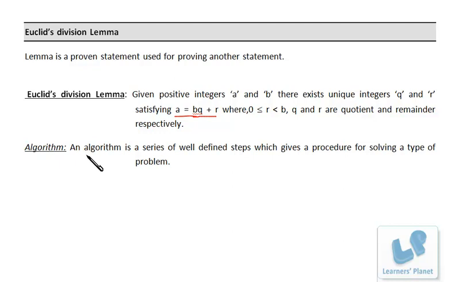Now what's an algorithm? An algorithm is a series of well-defined steps which gives a procedure for solving a type of problem. That means what is the first step, second step, third step, fourth step, fifth step, right? So if you need to solve a problem, what will be the different steps to solve that particular problem? We call that an algorithm, right? So we do not have to mug up the terminologies. Ultimately, we have to learn the concept, right? So let's do it.